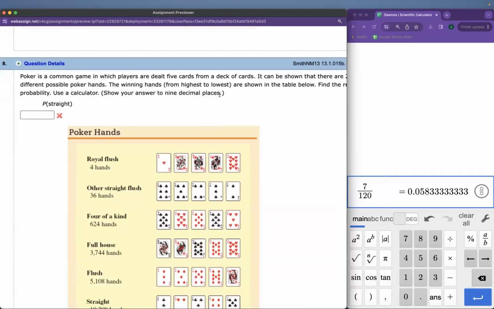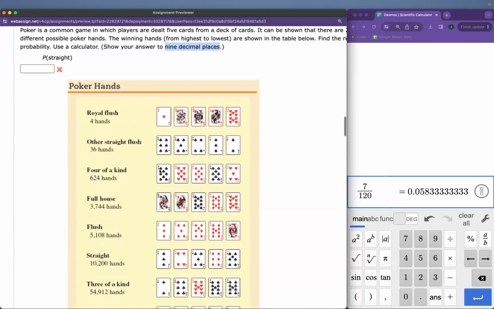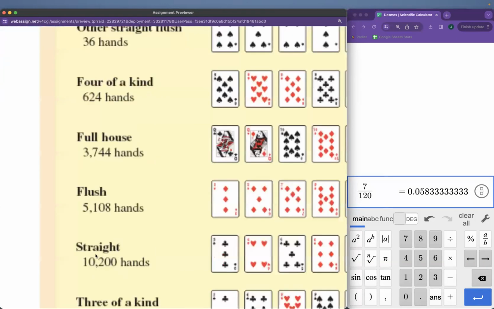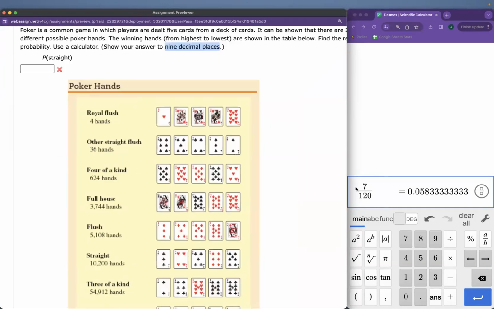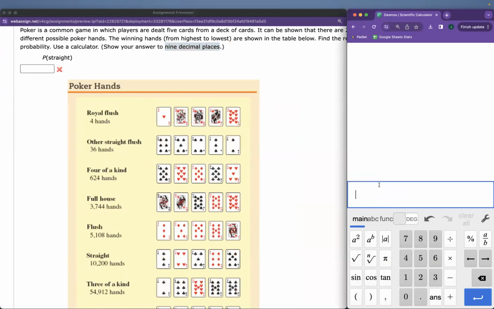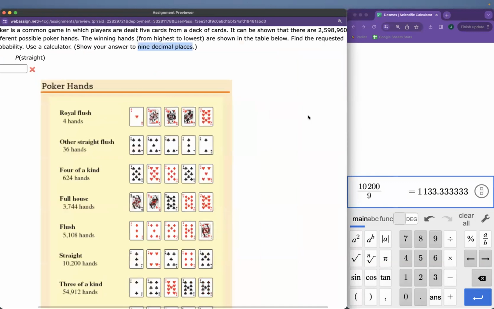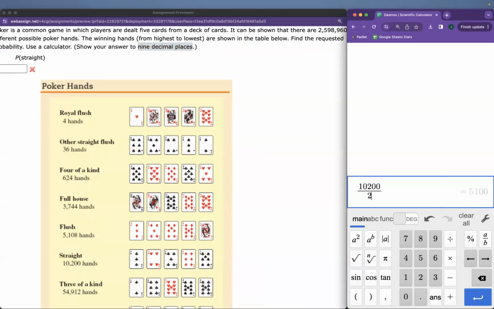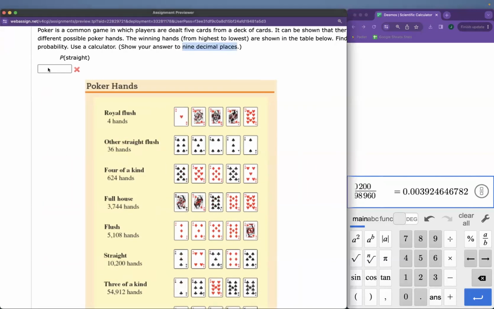Make sure you follow directions here. It says to show 9 decimal places. You're looking for the probability of a straight. Straight is down here at 10,200 ways, right there, 10,200. So we're going to divide 10,200 by 2 million, I mean 2,598,960. I'm trying to type in 2, it's giving me 9. And we're going to need 9 decimal places of that.